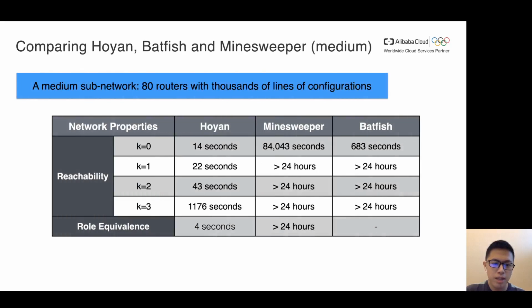Then we chose a medium-sized subnetwork to compare these systems. This medium-sized subnetwork contains 80 routers, each with thousands of configuration lines. We fail to get results from Batfish or Minesweeper when we try to reason about the K-failure tolerance properties in this subnetwork. We have more evaluation results, such as formula length of our encoding, the turnaround time for checking one IP prefix, and the effectiveness of pruning optimization with different K. Please see our paper for more details.